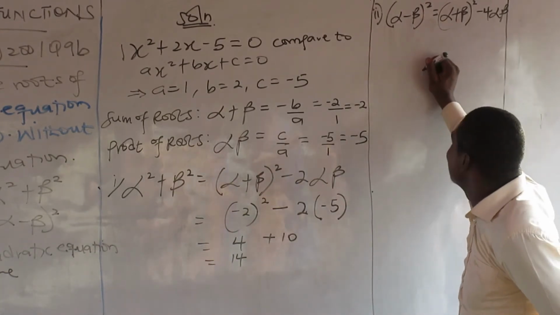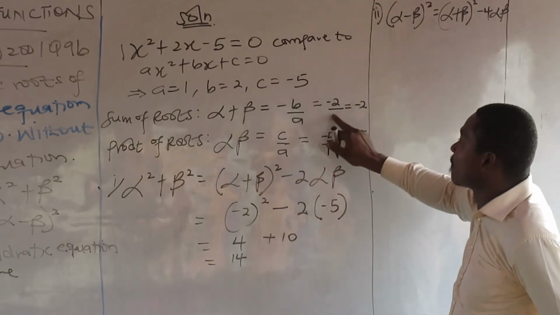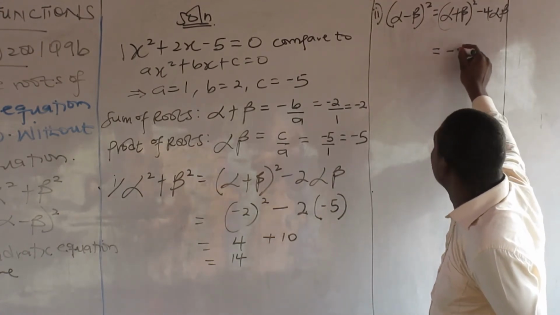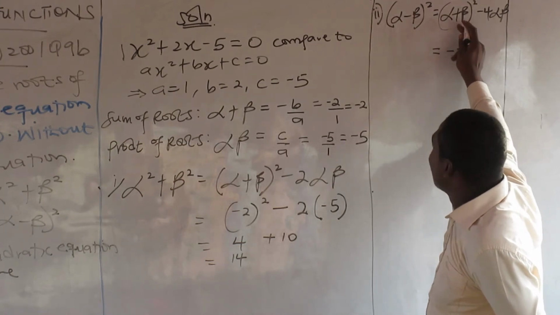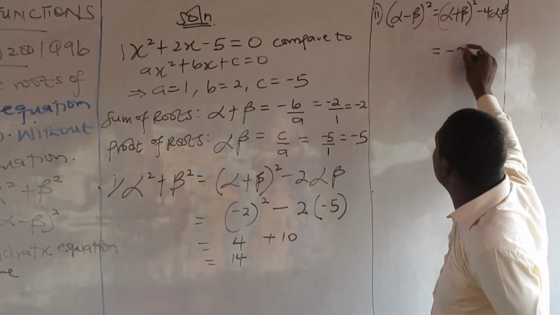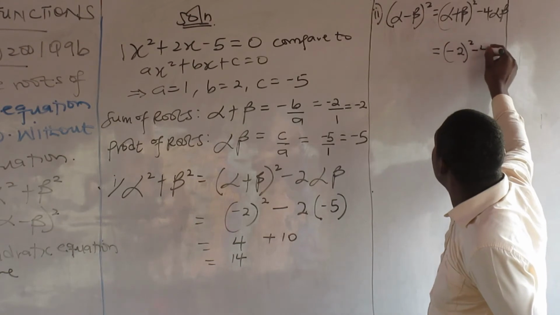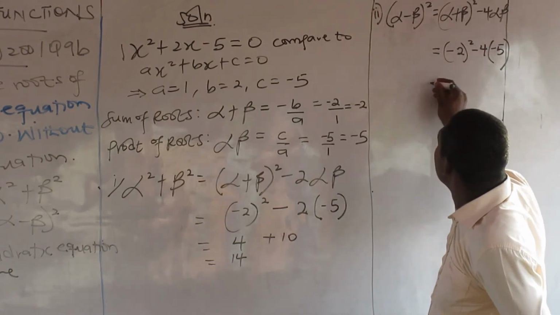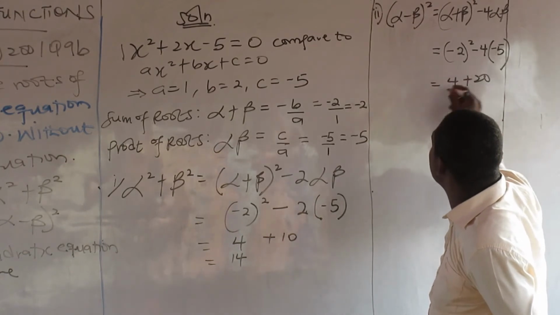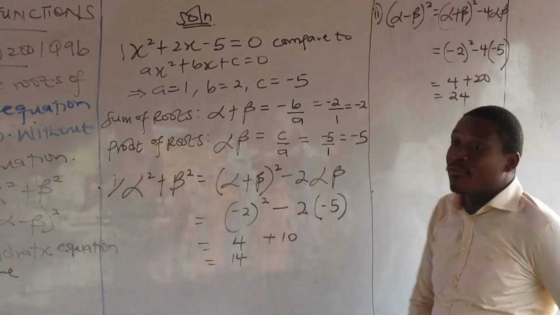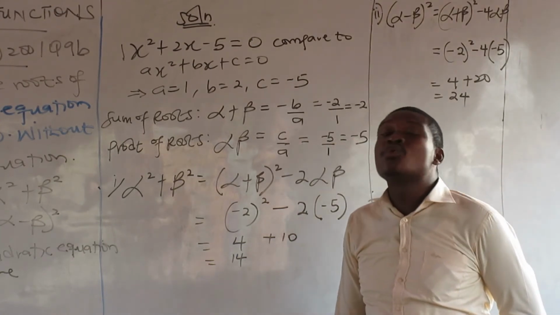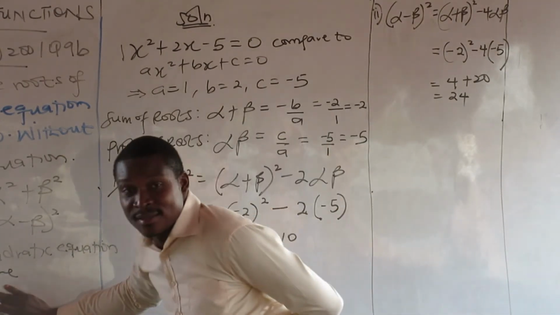Now alpha plus beta all squared. Let's go here. That is minus 2 here. And then, yeah, okay. That's minus 2, squared, minus 4 alpha beta, which is minus 5. So this is 4 plus 20. That will give me what? 24. Good.